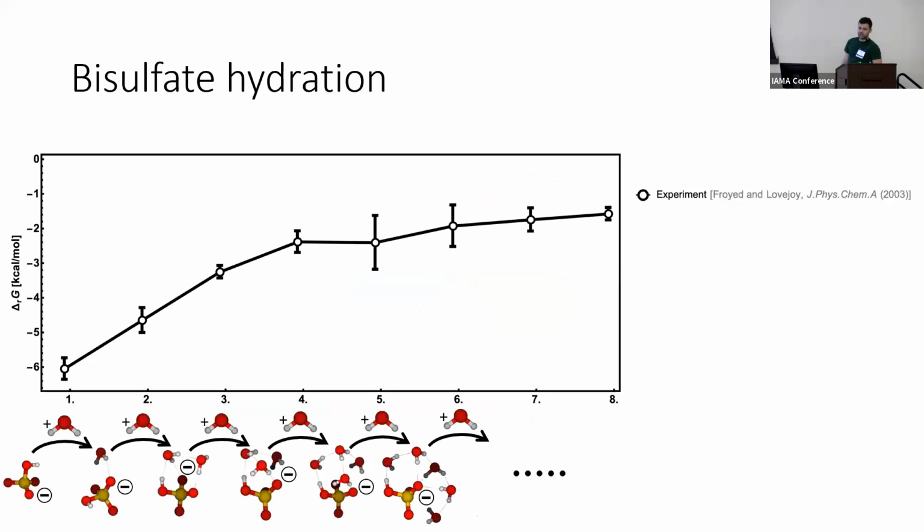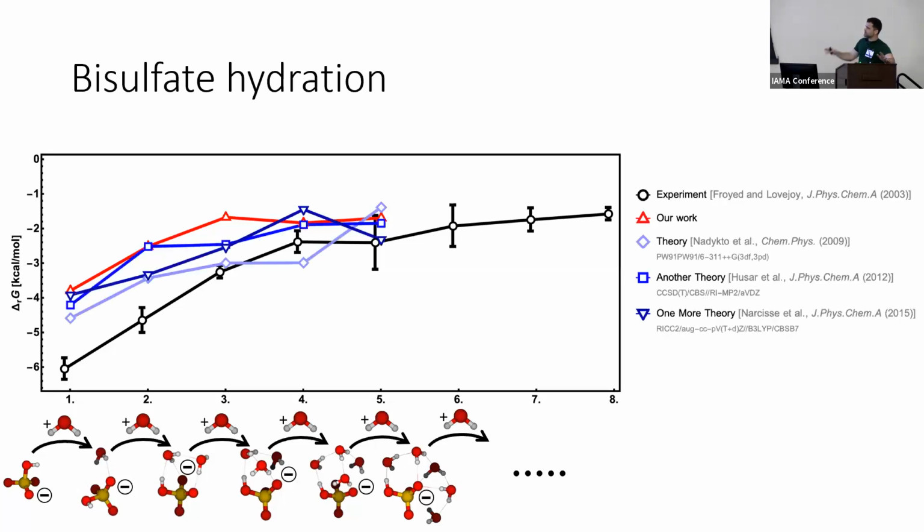There are not that many experimental studies except this one, where they study hydration of bisulfate. This is the experiment, and this is what we calculated. Well, maybe we are not that good, and we are doing the quantum chemistry wrong. So we compared our result also to some other theories, and they get something similar. They studied it in very good detail, but we got the result very fast. So that's why we are maybe slightly worse than them. But you can see that the errors are several kcal per mole.